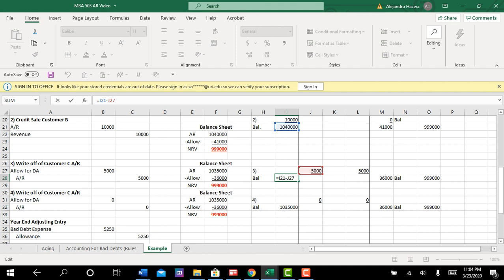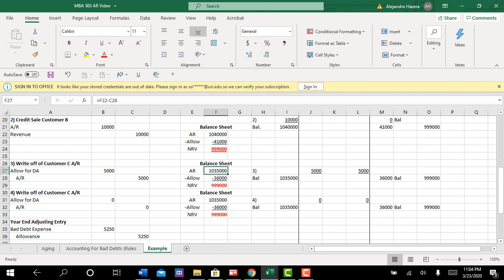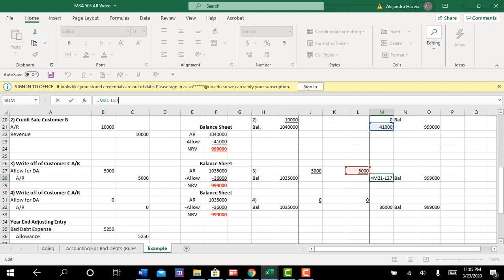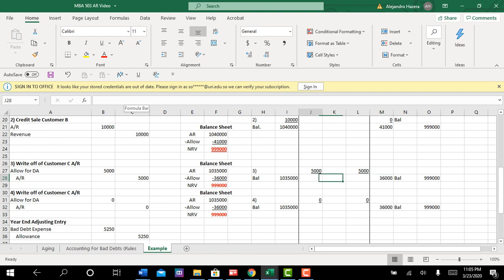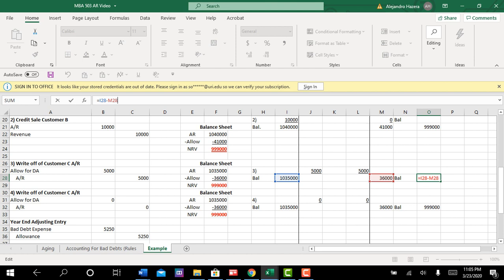You took 5 out with that credit right there where my pointer is, and you end up with a balance of 135, which is equal to 1035, which is equal to the reported amount. And then your allowance account will go over here. Your allowance account started with 41. You took 5 out, so you end up with 36, which is equal to the amount that's being reported in the allowance account. And then finally, your net realizable value is just in the T accounts.